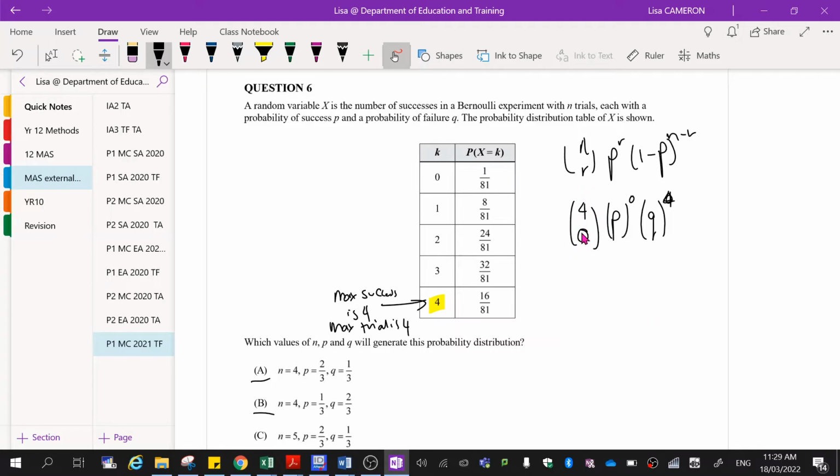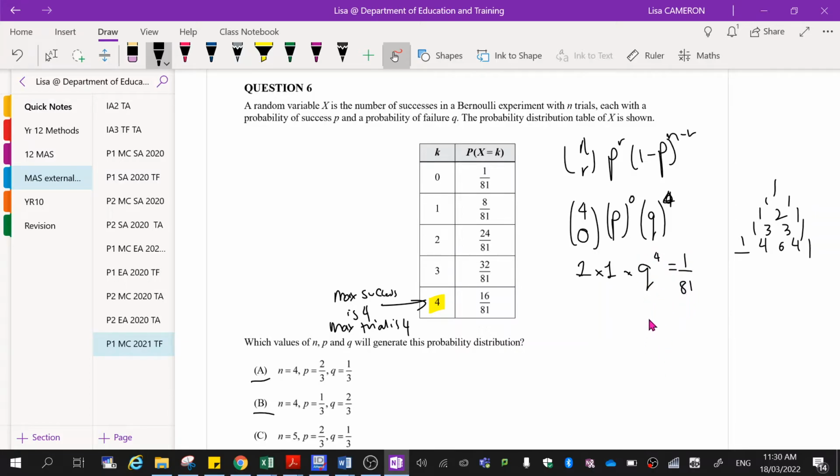Now, the other fact that I'm using here is this one. If I quickly sketch out Pascal's triangle, okay, first row, second row, third row, fourth row. In the fourth row, in the 0 position is a 1. So this is a 1 times a 1. These are 1s. Times q to the power of 4, and that should be equal to 1 over 81.